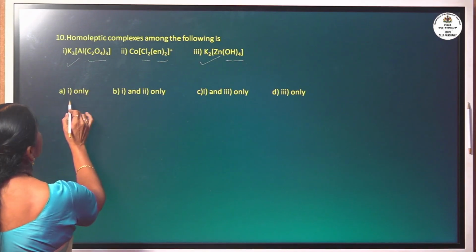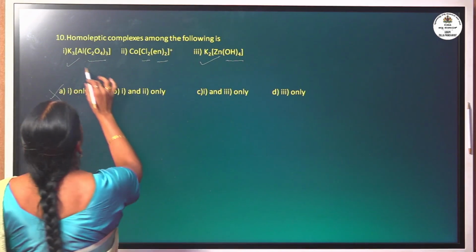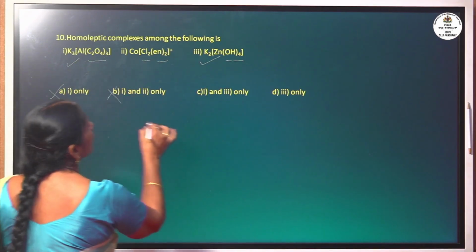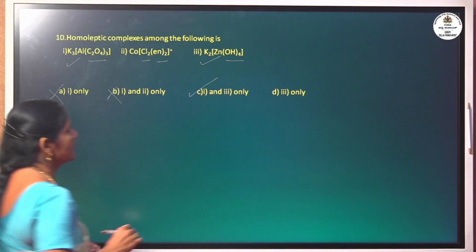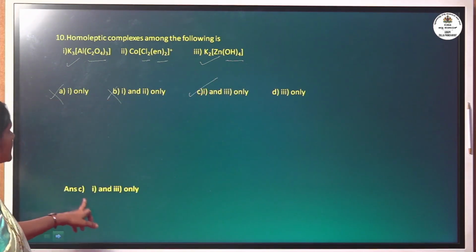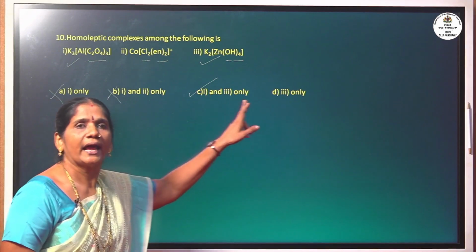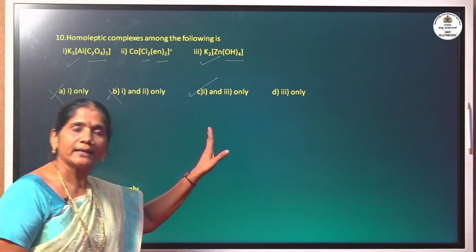So the answer 1 only is wrong, 1 and 2 are wrong, 1 and 3 is the correct answer. So, the correct answer is answer C. 1 and 3 both contain one type of ligand. So, C is the correct answer.